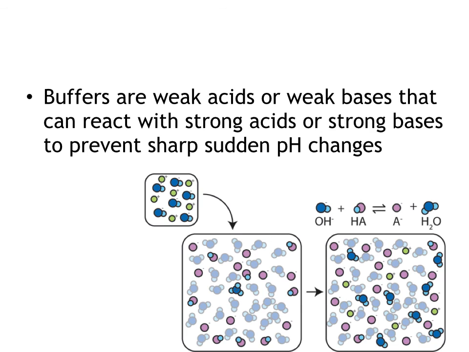And finally, buffers are weak acids or weak bases that can react with strong acids or strong bases, and they're going to prevent sharp, sudden changes in pH, right? They help to slowly change the pH as opposed to a drastic, quick shift. Okay?